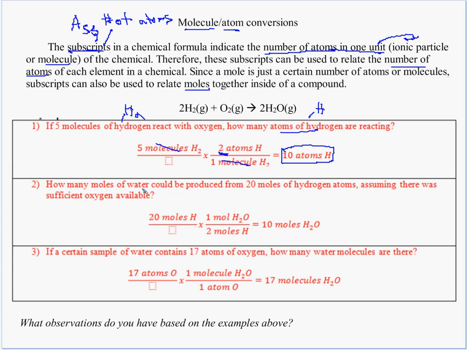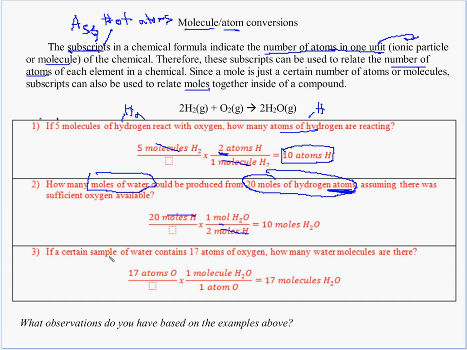How many moles of water, so now we're looking for moles of water, could be produced from 20 moles of hydrogen atoms, assuming there was sufficient oxygen available? So notice they say hydrogen atoms, right? So that's 20 moles of H, not H2. So we put moles of H on the bottom, and then we know that in 1 mole of H2O, right, the subscript tells us there would be 2 moles of H. So 20 divided by 2 gives us 10 moles of H2O.